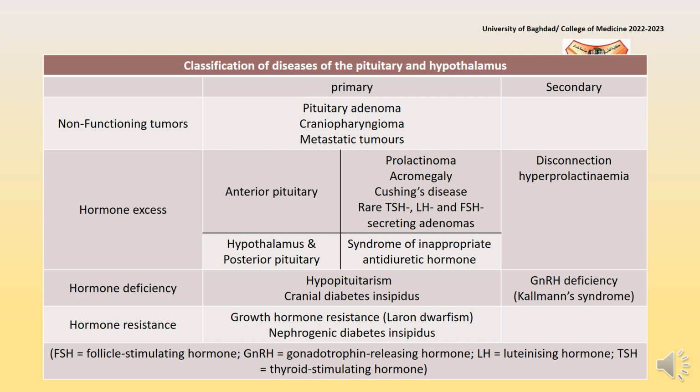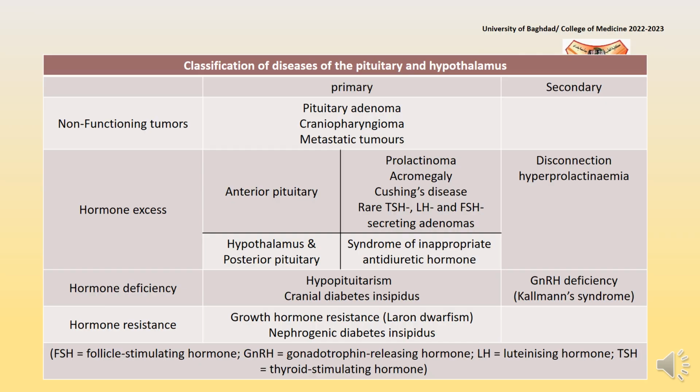Hormone deficiency includes hypopituitarism from the anterior pituitary, and cranial diabetes insipidus, which is deficiency of antidiuretic hormone. As a secondary cause of hormonal deficiency, there is gonadotropin releasing hormone deficiency, which is called Kallmann syndrome, where the patient presents with anosmia and hypogonadism.